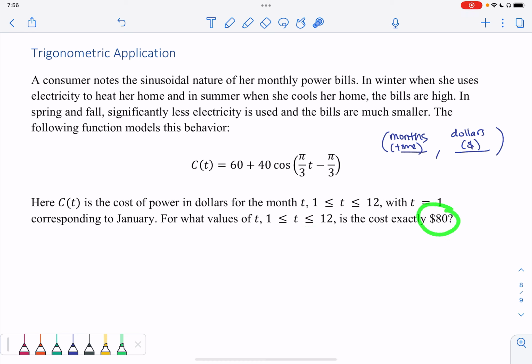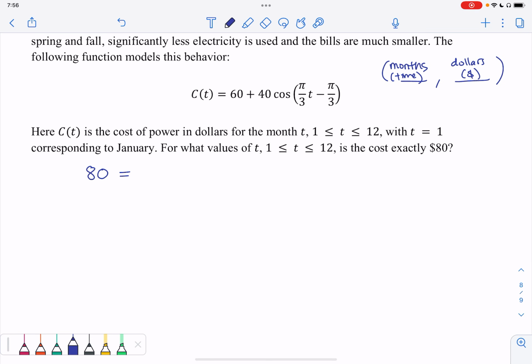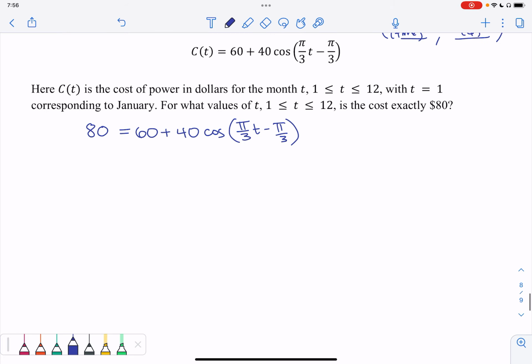If they're giving us a cost, I'm going to use that to replace this entire left side of the equation, and then solve the equation for t, because they're saying for what values of t, that must mean I'm solving for t. So I set up this equation, replace C of t with 80 representing $80, and then everything else is just left the same. And then I just go ahead and solve this equation.